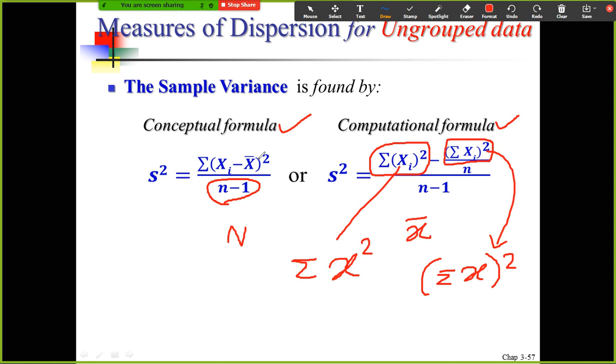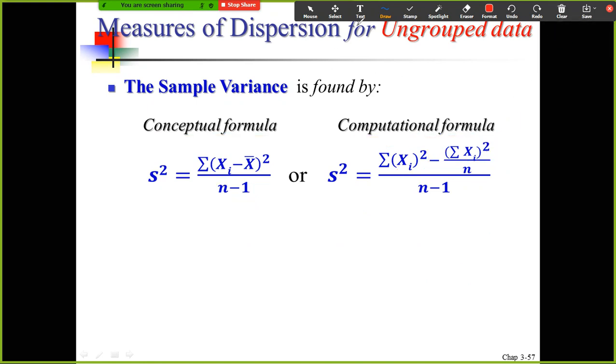Which one do you think is easier for you? Conceptual formula or computational formula? Okay, so again, in order to calculate sample variance, we have two formulas, the conceptual formula and the computational formula.